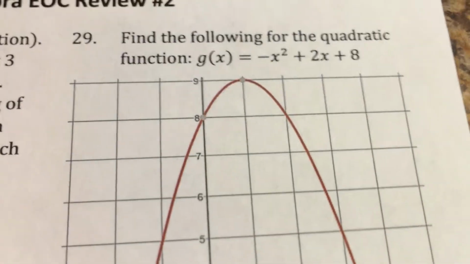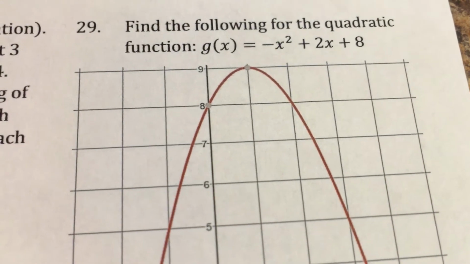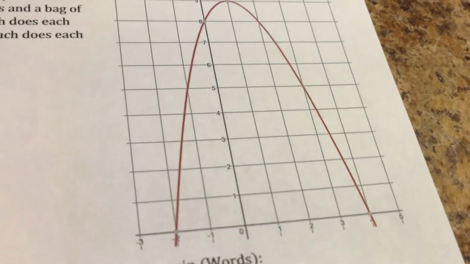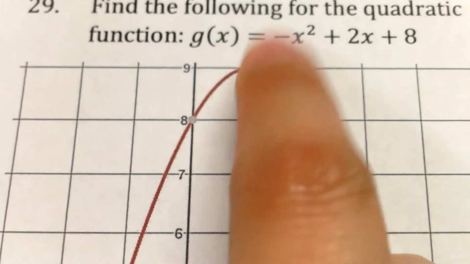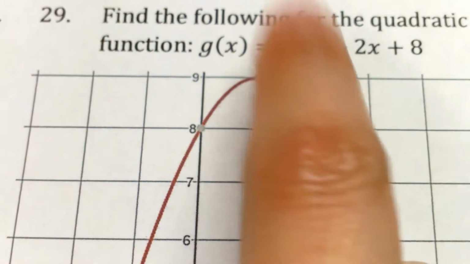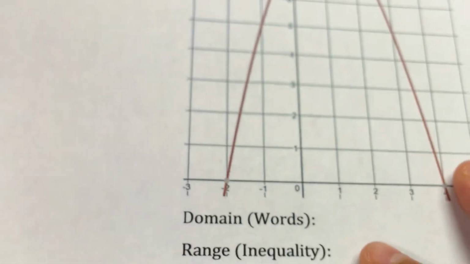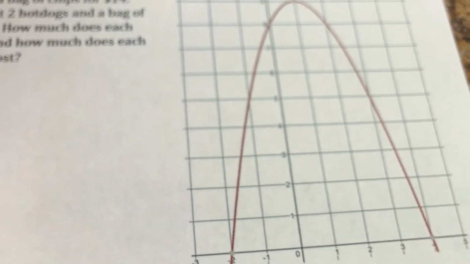All right, next one. Find the following for the quadratic function. If we notice, this quadratic function is upside down because the a is negative. That's why. All right, so we are going to answer some questions about this.